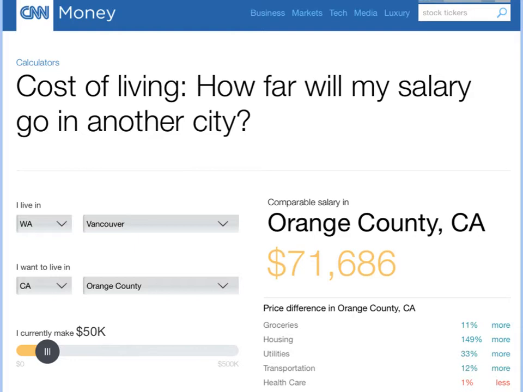$72,000. Why the difference? Well, if we look here, we can see that yes, groceries are more expensive, transportation is also more expensive, but the biggest difference is housing. 149% more, and utilities 33%. So within the same country but in different states, you can see that the cost of living is quite different.